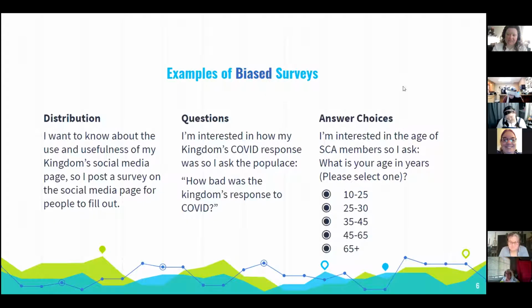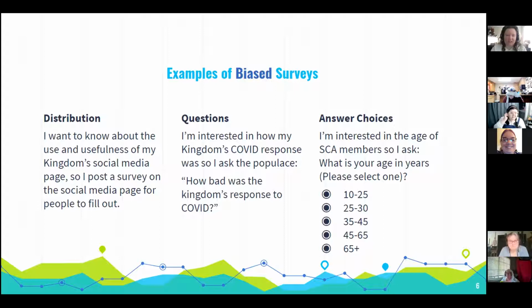So here are some examples of bias surveys. The first one has an issue with distribution. The example is that you want to know about the use and usefulness of your Kingdom social media page. So you post a survey on the social media page for people to fill out.